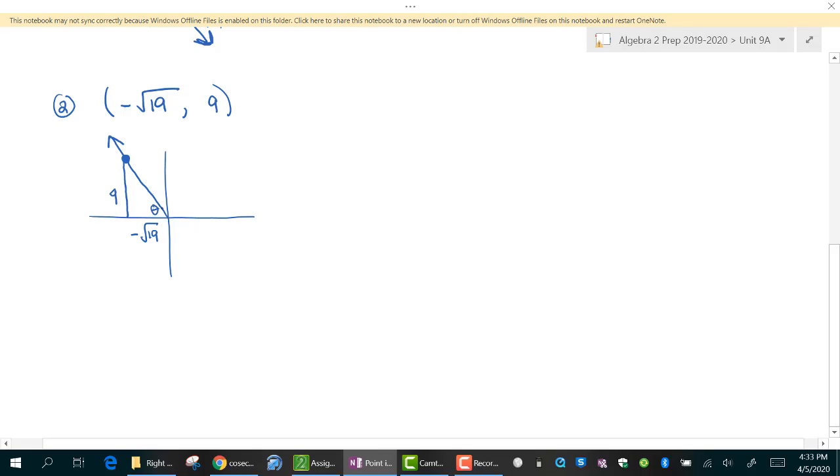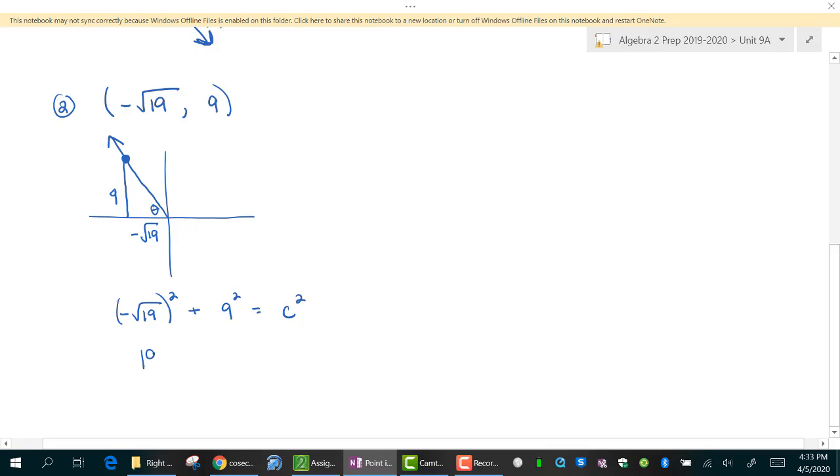Now I need to figure out that hypotenuse. So again, I'm just going to use the Pythagorean theorem. So I have negative square root of 19 squared plus 9 squared equals c squared. So when I square negative square root of 19, keep in mind a negative times a negative is a positive, and the opposite of square rooting something is to square it.